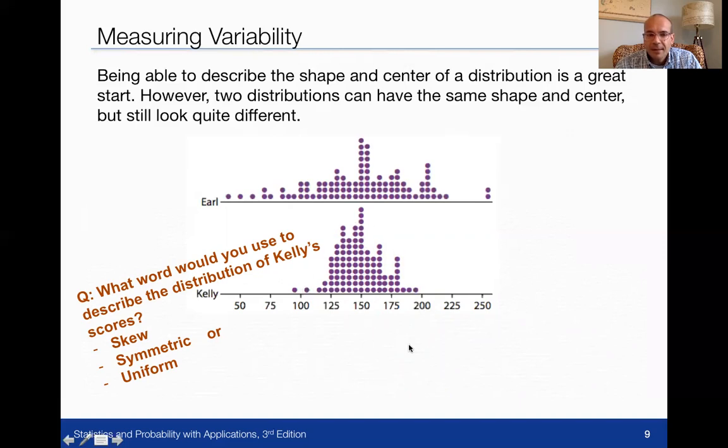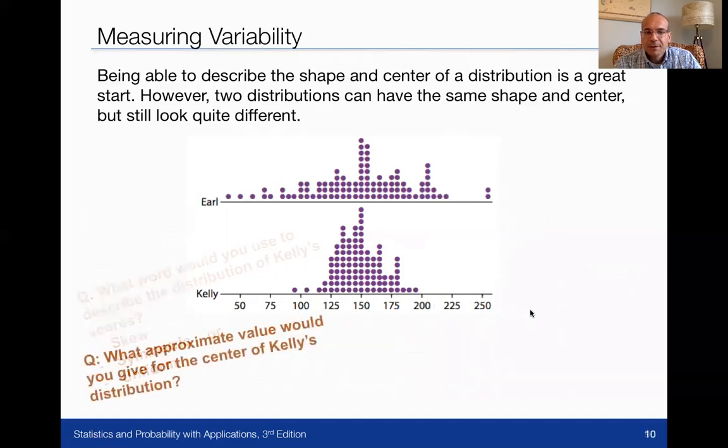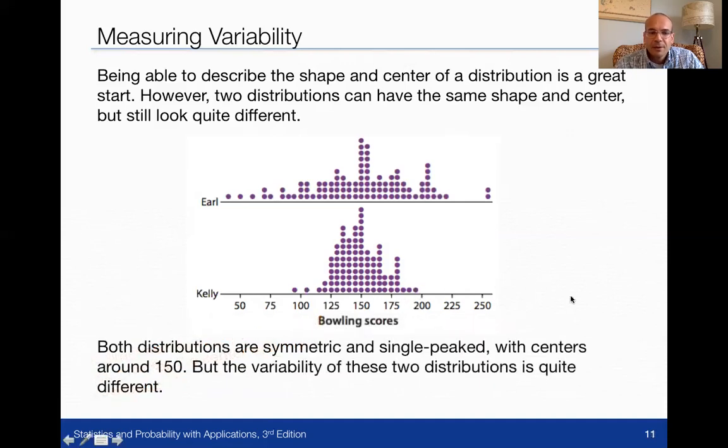Left and right are balanced out. I'm not saying that these two look alike, but at least their shape, I would still use the word relatively symmetric. And how about if we went with an average? Now, you could probably argue that this outweighs this a little bit, but these over here are going to start pulling the average. So I think, once again, that average is probably very close to 150. So I think both distributions are symmetric and single peaked. Their centers are around 150.